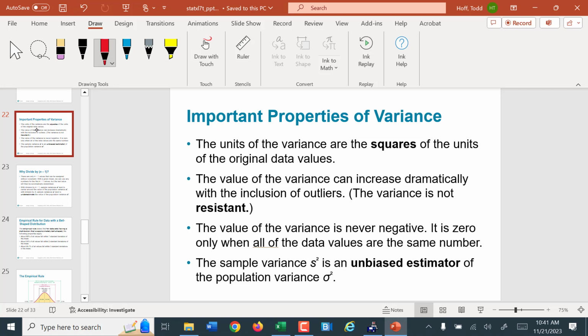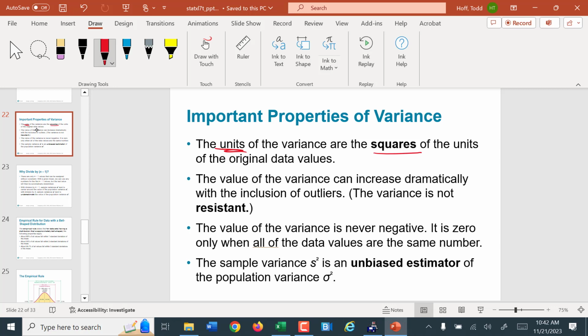So, important properties of variance. Now, just like the standard deviation, it is not very resistant to extreme values. A really small value or a really large value will change it greatly. The units on our variance are square units. So if we're again talking about hours of sleep in a night, the units on the standard deviation would be hours, units on the variance would be hours squared.